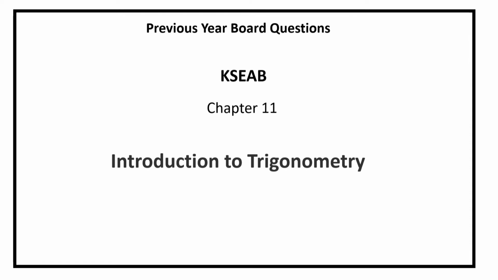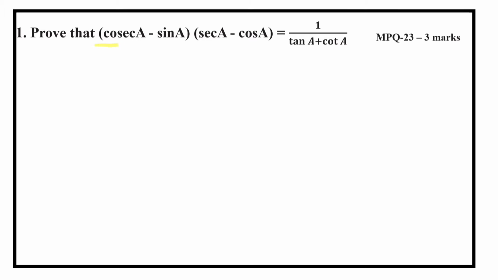In this video, let us solve the 3 marks questions which appeared in previous year exam question papers. The chapter taken is Introduction to Trigonometry. The first one is (cosecant A minus sin A) into (secant A minus cos A) is equal to 1 by (tan A plus cot A). This is a 3 marks question taken from model question paper 2023, meaning this year's question paper. So it is a very important question.